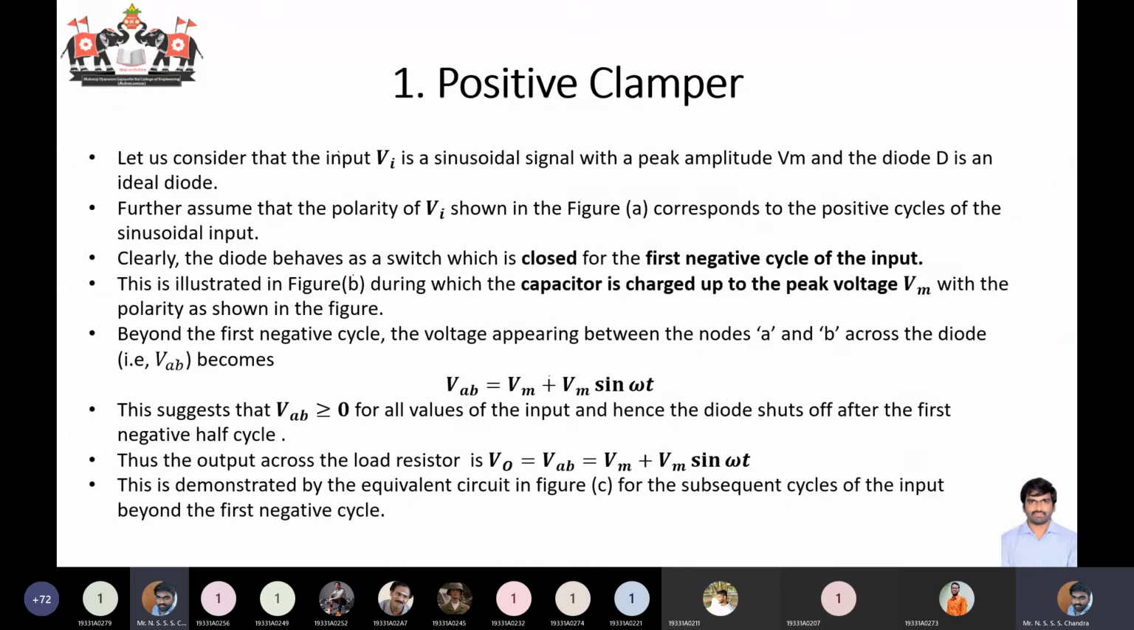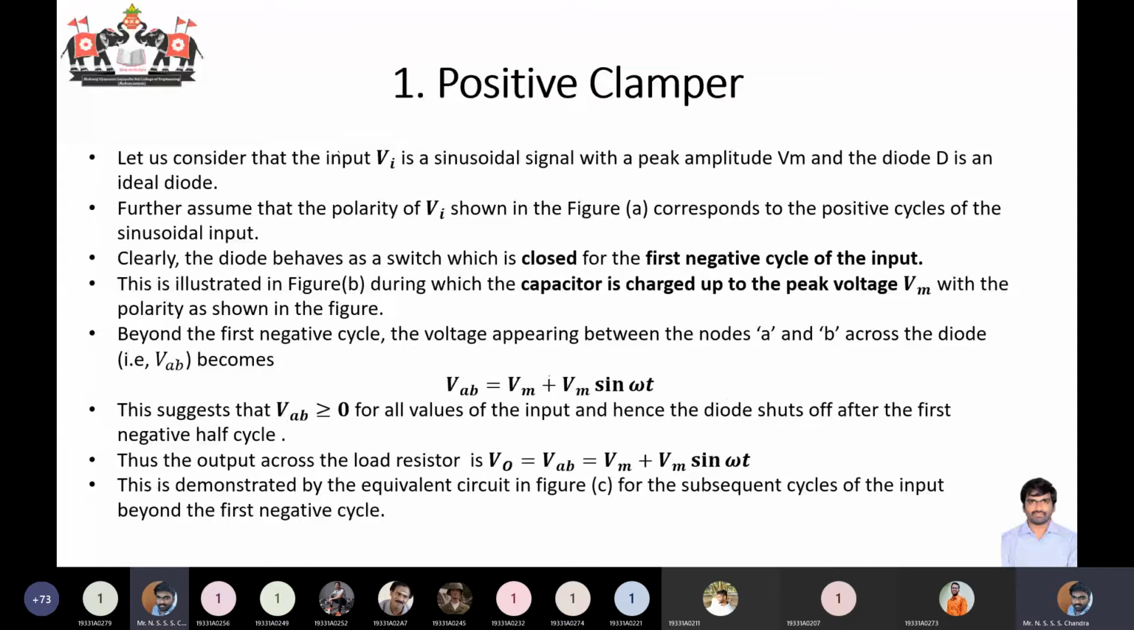So your VAB is equal to Vm plus Vm sine omega t. Okay, so Vm sine omega t is your Vi input. It is always greater than or equal to 0, and the output will be Vm plus Vm sine omega t. But this is valid only when you take care of certain conditions. So what are the conditions to be satisfied?